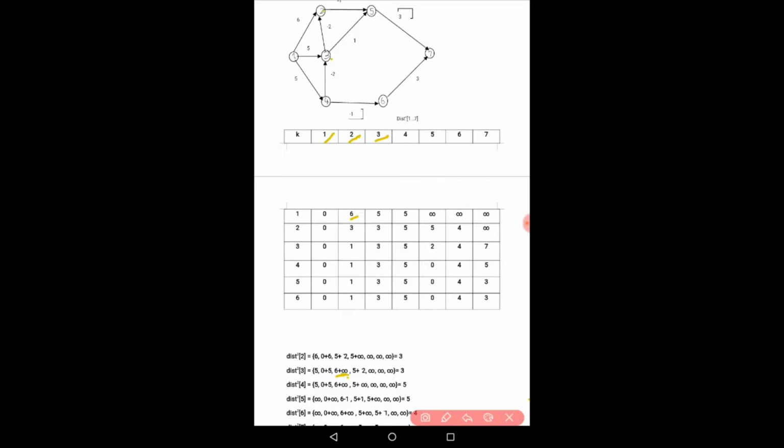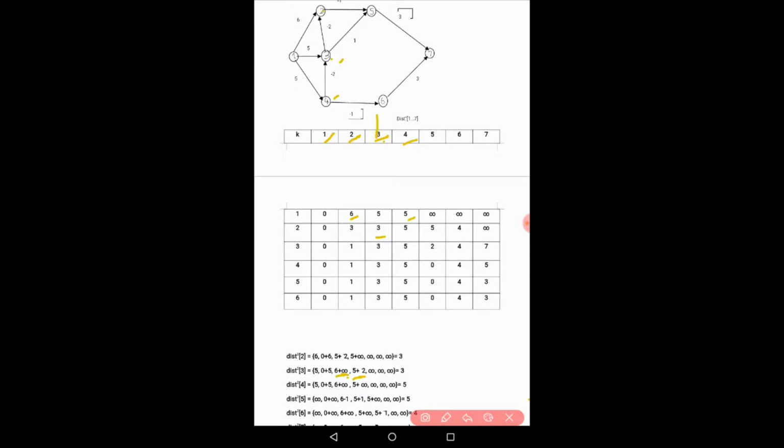Then from 4, I have to write the distance. This is the node which I am calculating the distance for. From 4, again the previous value of 4 from the just previous row is 5. So 5 plus, then 4 to 3, what is the distance? I have to find it out from the graph. 4 to node 3, the distance is minus 2. So I will write 5 plus minus 2.